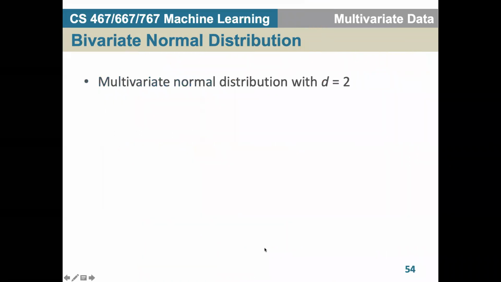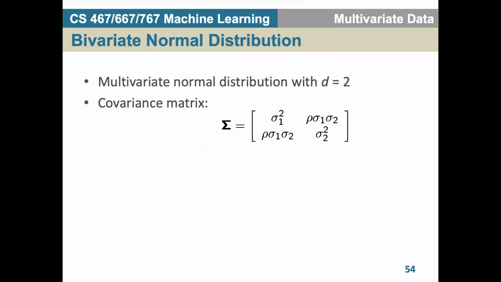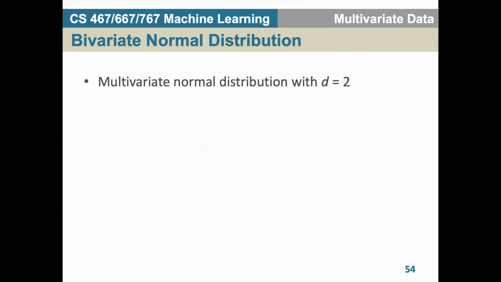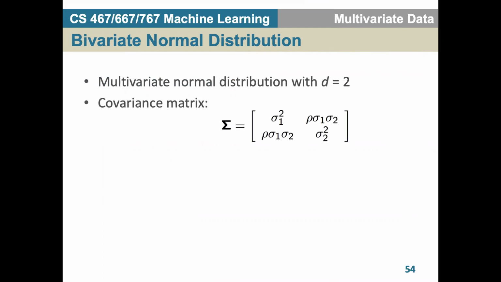Okay, let's continue. Here, let's think about a simplified form. Think about the multivariate normal distribution in two-dimensional space. We are talking about d-dimensional, but let's just consider the special case of two dimensions. The covariance matrix, we can write it like this. Here, rho is the correlation of x1, x2. Why can we do something like that? This is actually very simple, just following the definition.